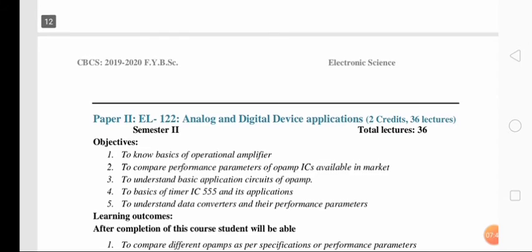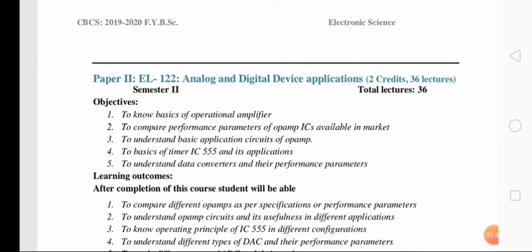Now let us move towards paper 2. Paper 2 is analog and digital device applications. What do you learn about analog and digital components? These components can be applied for certain things, and those applications I am going to teach you in this paper.